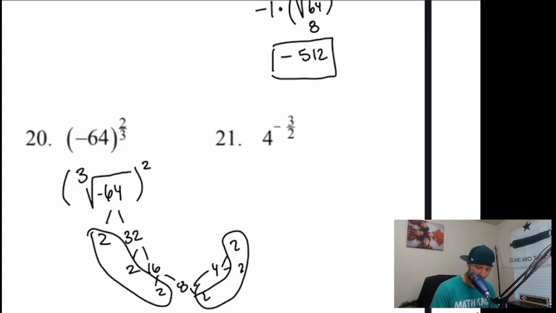It's negative. So these are all going to be negative, which means we're going to pull out a negative 2 and a negative 2. Negative 2 times negative 2 is going to be positive 4. And that's the inside part. And that's going to be squared. So 4 times 4, or 4 squared, is really 16.